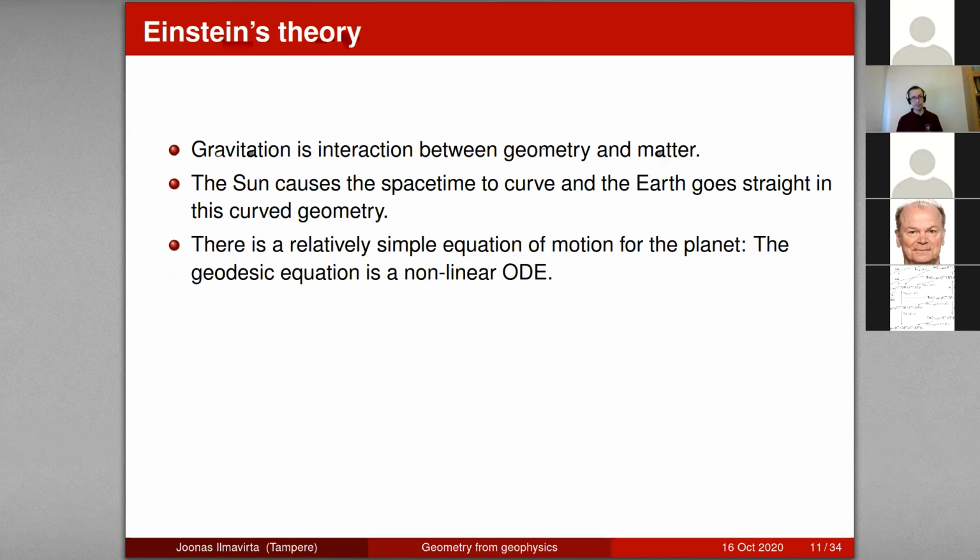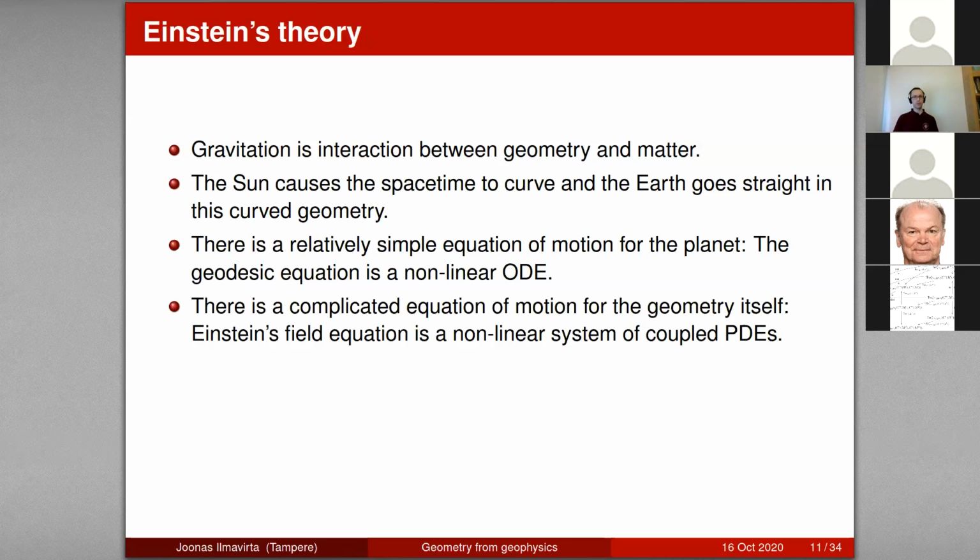So there is a simple equation for the motion of the planet. It is the geodesic equation, and it's a nonlinear ODE, but it's a kind of a well-understood and well-behaved thing. But that is not the only equation of motion. There is also an equation of motion for the geometry itself. That is Einstein's field equation. And it is a nonlinear system of coupled PDEs. And it's a bit of a mess, but well, that's how nature seems to be, so that's what it is. So that's kind of the setup.